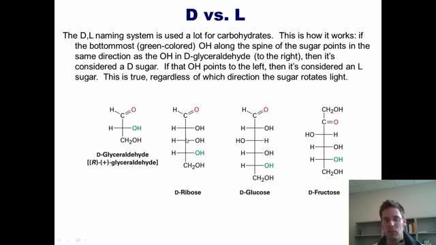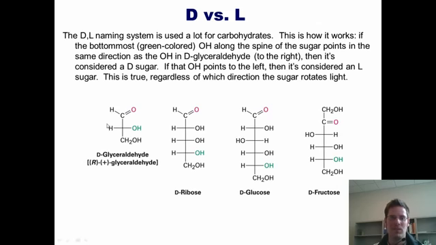You look at the open chain Fischer projection of the sugar, and look at the bottommost OH, excluding the CH2OH. If the bottommost OH is pointing to the right, we say it's a D sugar, and if it's pointing to the left, we say it's an L sugar, regardless of whether or not that particular sugar happens to be dextro or levorotatory. Doesn't matter. So how did they come up with this crazy convention?